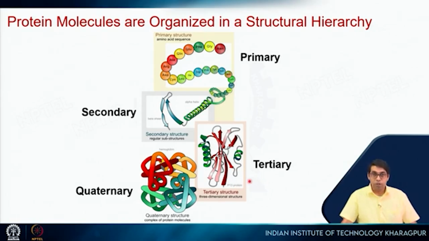Some proteins do not stop here. They can have another higher order organization where multiple polypeptide chains come together and form a quaternary structure. The structure that you see here is the structure of hemoglobin, where 4 polypeptide chains come together to form a quaternary structure.